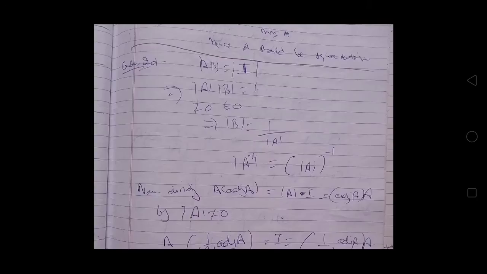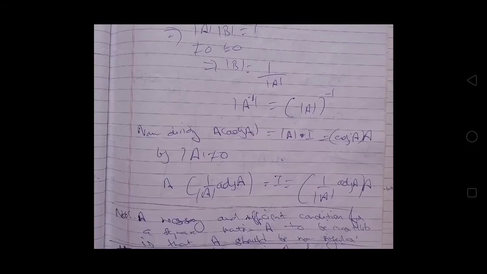This will further imply that determinant of A into determinant of B is equal to 1, because we know that determinant of identity matrix is equal to 1, and we know that A and B are non-similar matrices. So, this will imply that determinant of B is equal to 1 by determinant of A. Determinant of A inverse will be equal to inverse of determinant of A.